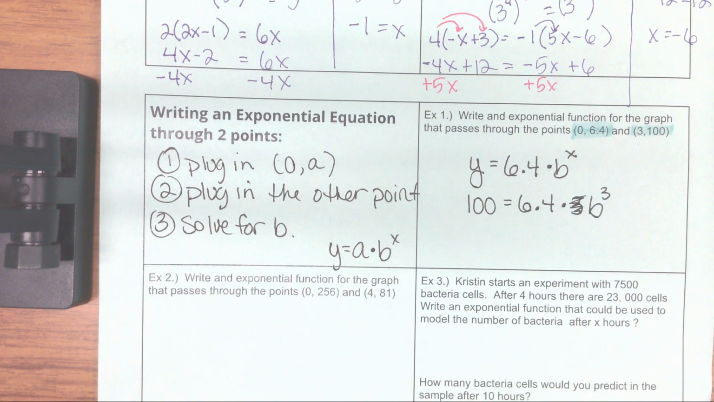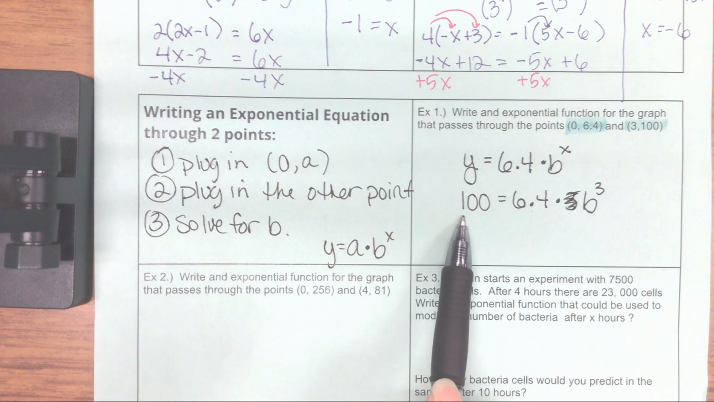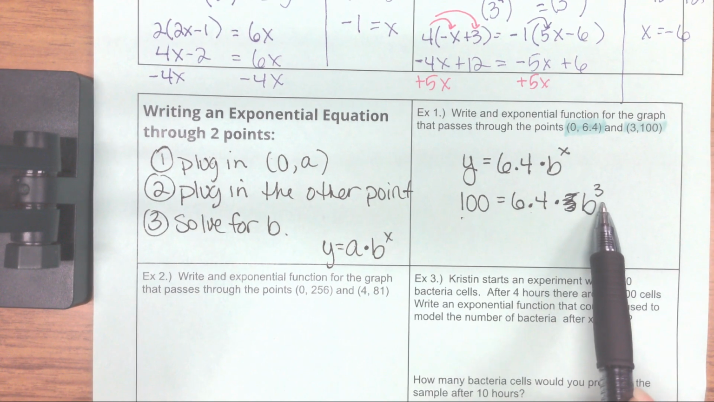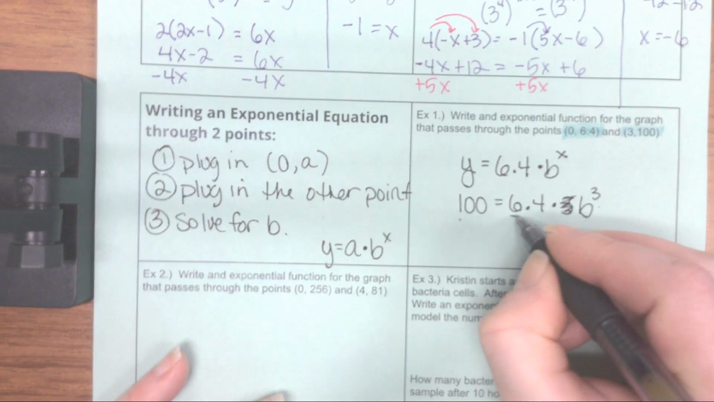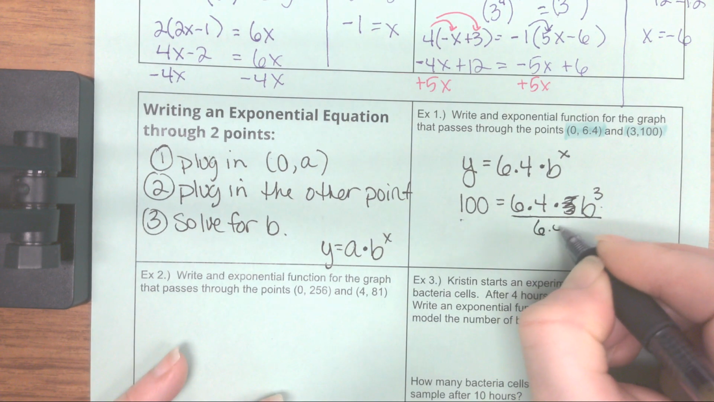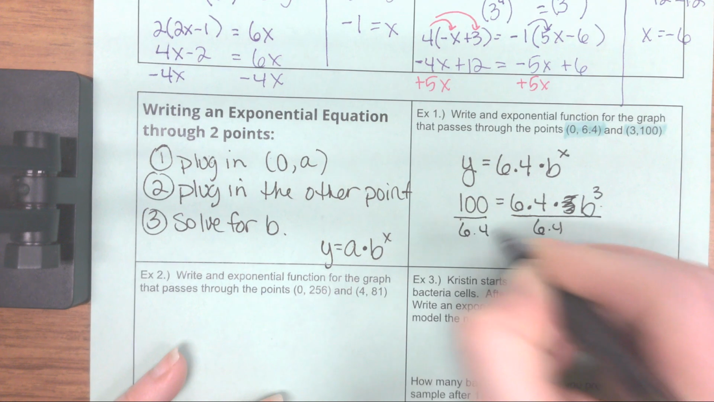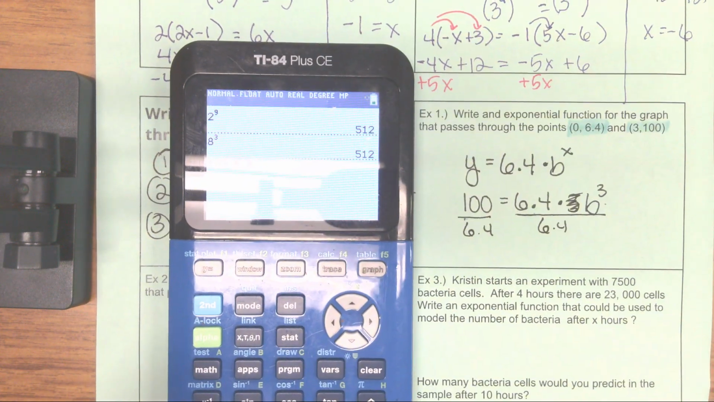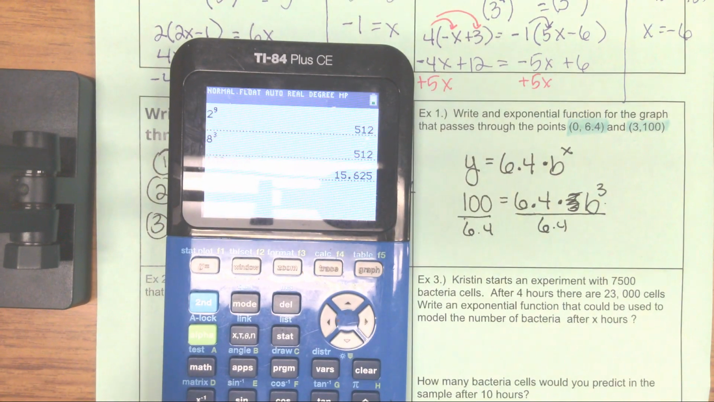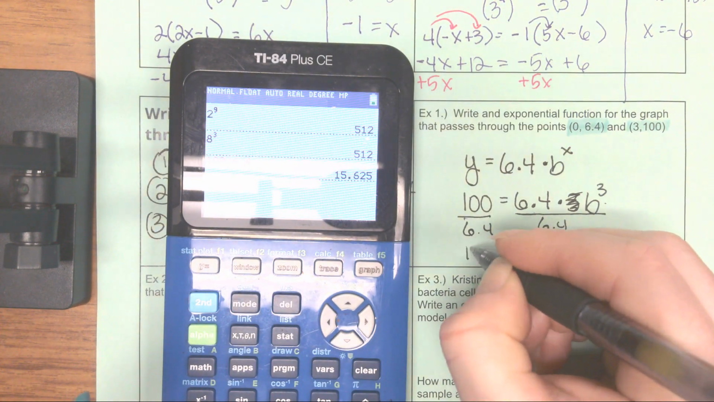Okay. Last chapter we did solving things like this. So I'm going to divide both sides by 6.4. How do I undo the third power? Cubed root, or the 1/3. Yep. So you are going to need a calculator. So first we divide both sides by 6.4. And I get 15.625. I'm not going to round that.